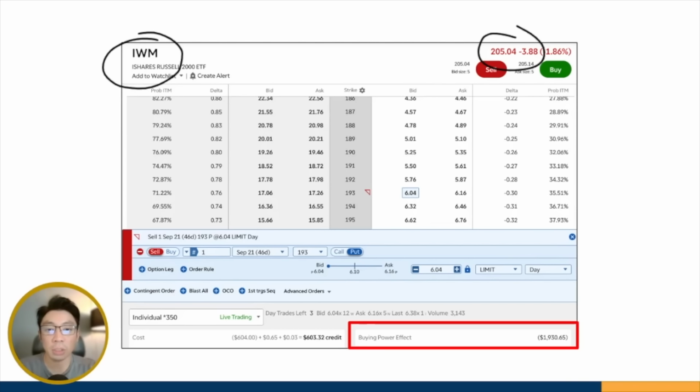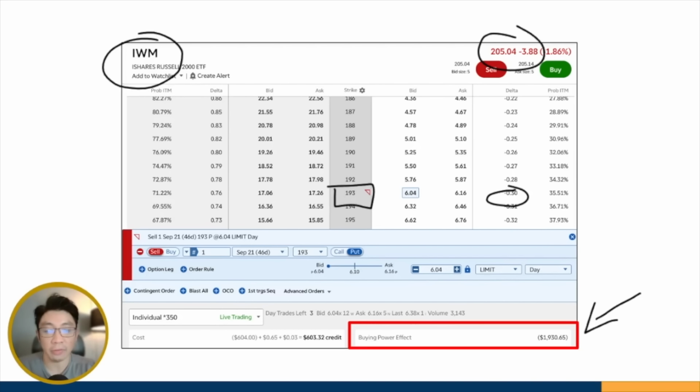So if you were to just put on a short put based on this IWM, you can see that I chose one that is around 30 delta with the 193 strike price. You can see that straight away, the buying power for this is about $2,000. So what is this buying power effect? Buying power effect basically just means the amount that the broker is going to hold for you to put on this trade. And one thing you need to understand is that this buying power is not static. That means to say it can fluctuate, right?